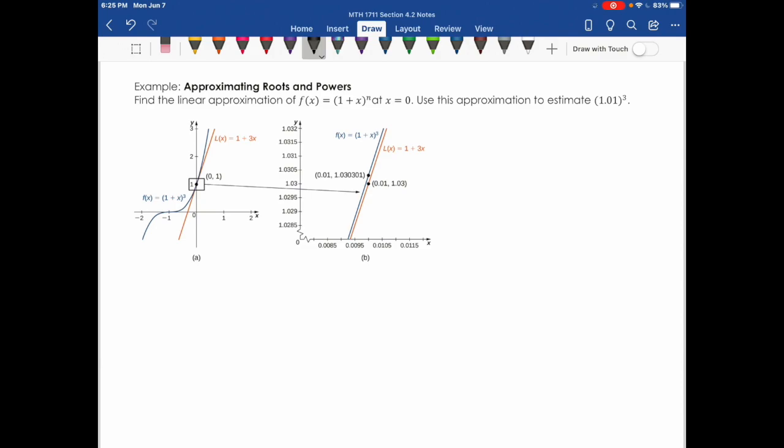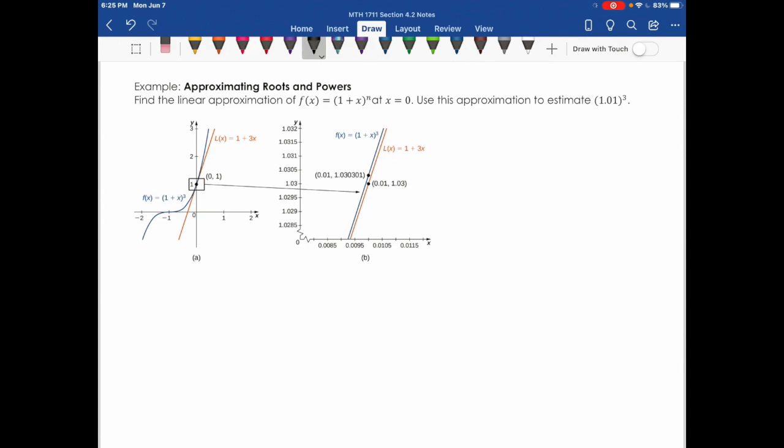So linear approximations can be used to estimate roots and powers. In this example, we're going to find the linear approximation for the function 1 plus x all raised to the n at x equals 0. And that can be used to estimate the roots and powers of real numbers that are near 1.